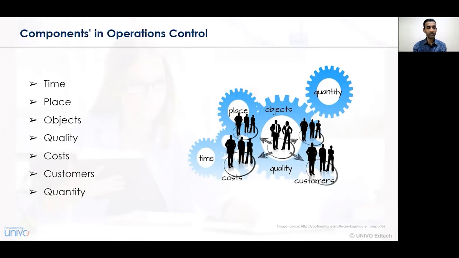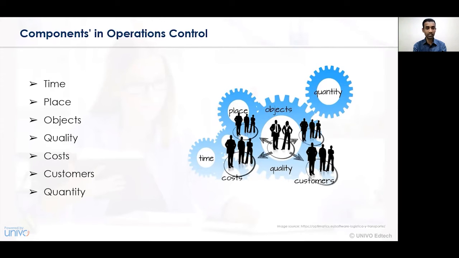Now, let's understand the various components in operations control. The various components in operational control are: time, place, cost, the object, the quality, the quantity, and the customers. With respect to time, one has to see that whatever activities are scheduled must be completed and finished within the specified time period. Only then can we say that operational control is in existence.